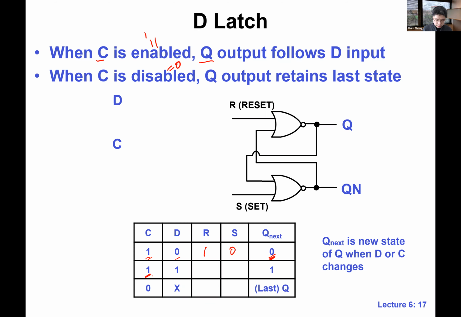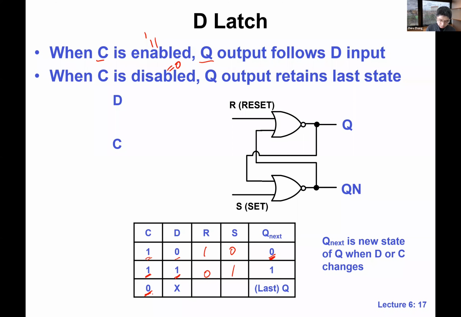Again, this latch is enabled, so that's where we can change the state, and we want to change the state to 1. So that's where we have a set. What is that? 0, 1. Okay. Last row.